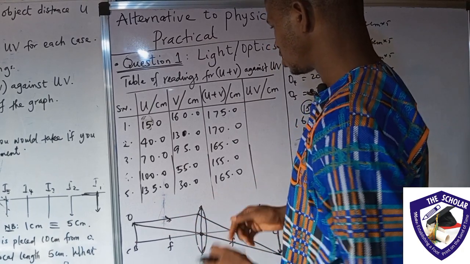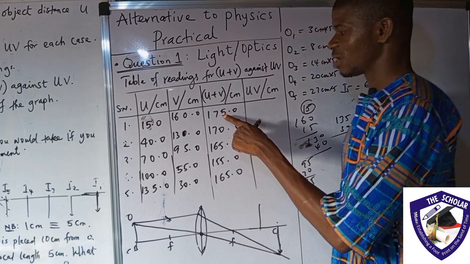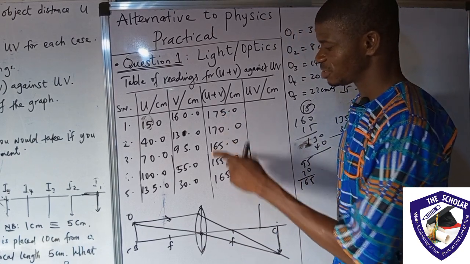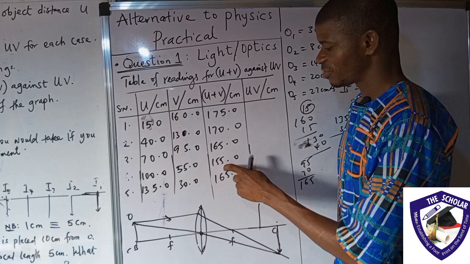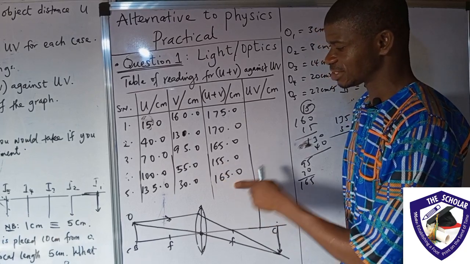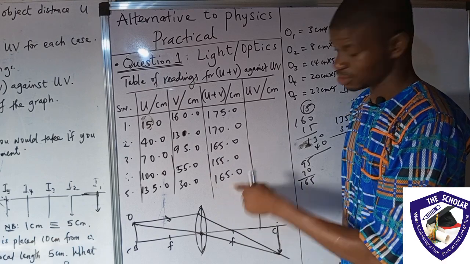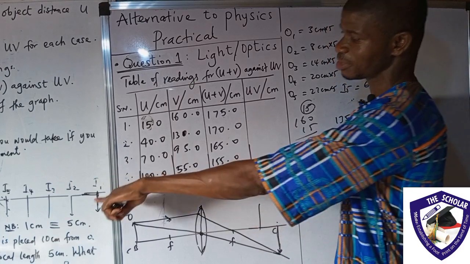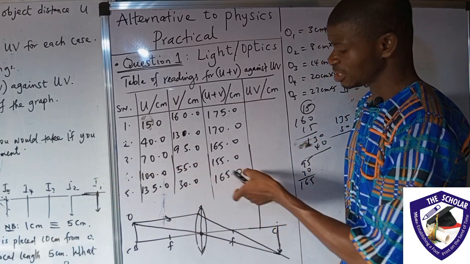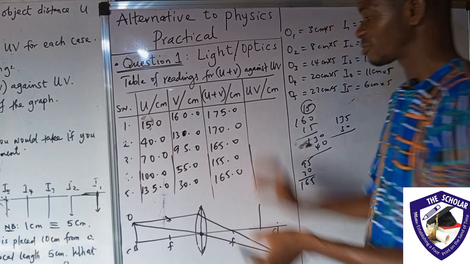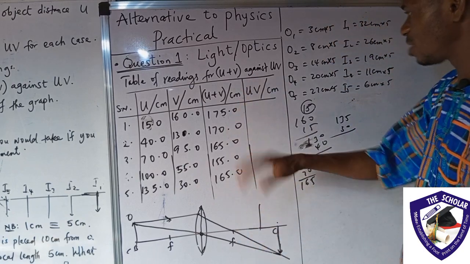Now, if you look at the trend of the table, you have 175, 170, 165, 155. So this one deviates. Ideally, the value should correspond with what you have here. So this one deviates. So you check through your experiment, and if nothing is wrong, then you can leave this. It means this one does not follow the other trend. So let's leave that.